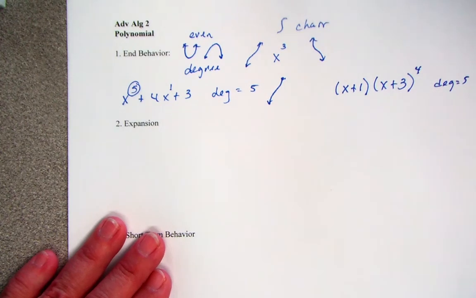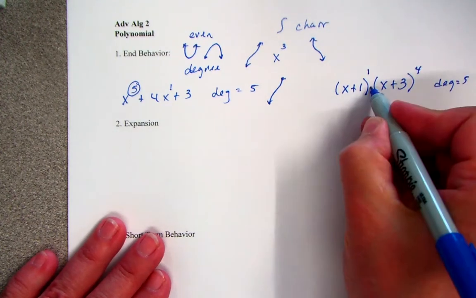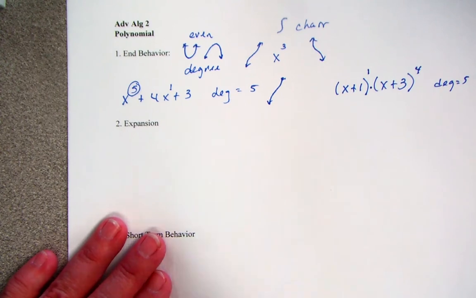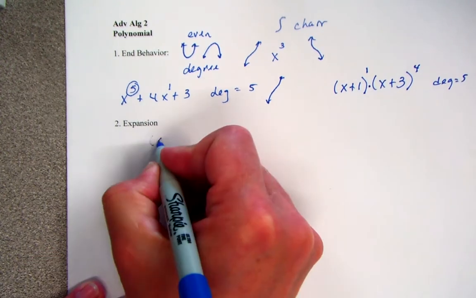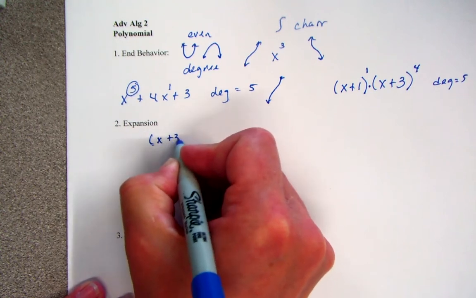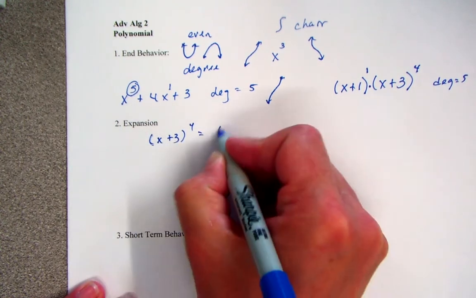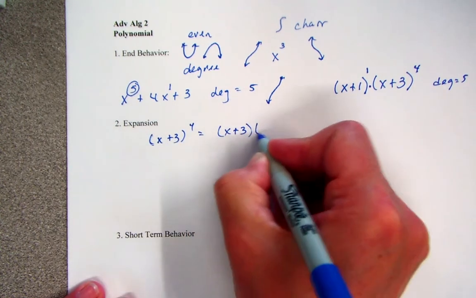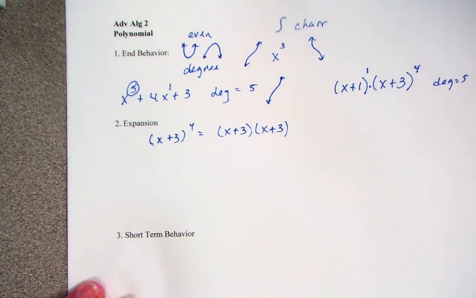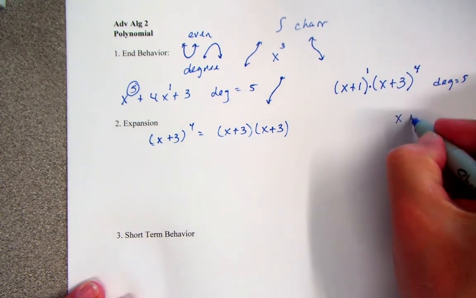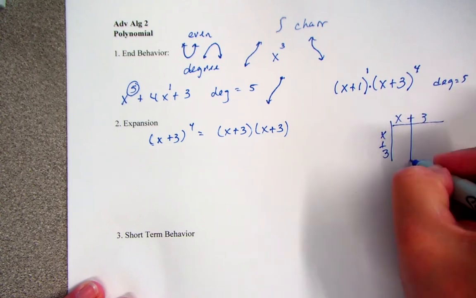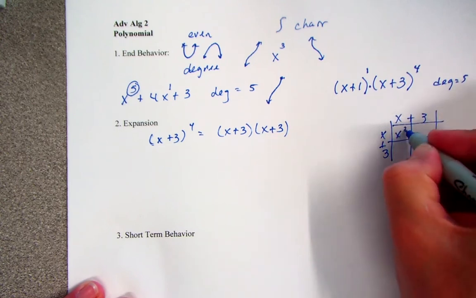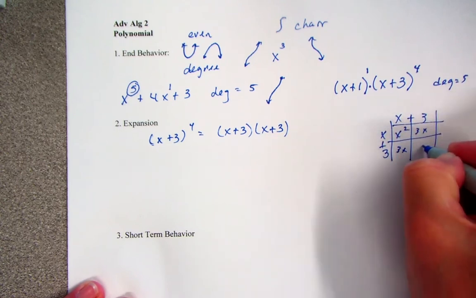Well, how come it's 5? Well, if I look and expand this, notice this is multiplication, and that's when exponents change. So if I wanted to expand this, I'm going to start with the x plus 3 to the power of 4, and what that really means is x plus 3 times x plus 3. That's 2 of them. Some of you know to build a box. It's not typically the way I do it, but it definitely works. And all I'm doing is multiplying.